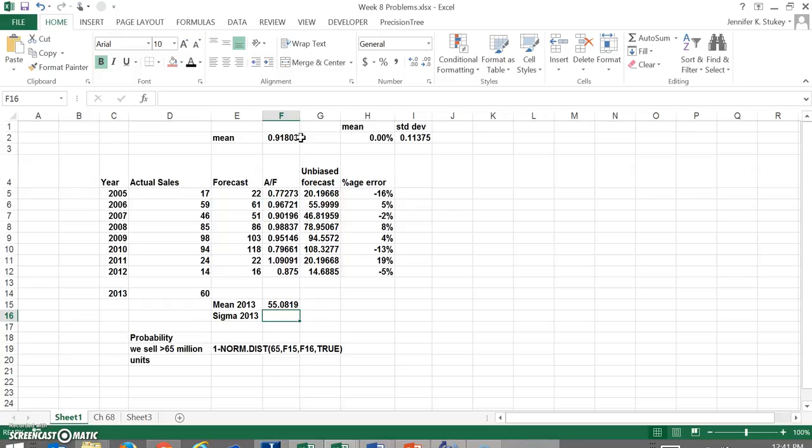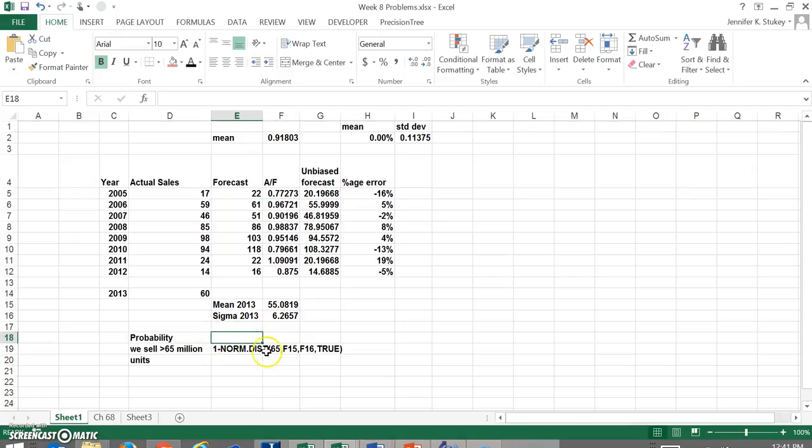What you've essentially done here is corrected it to reflect your unbiased forecast. Now we've got to calculate our sigma. We calculate our sigma by taking our mean and multiplying that by the standard deviation. You should get 6.26. Now we can calculate our probability.